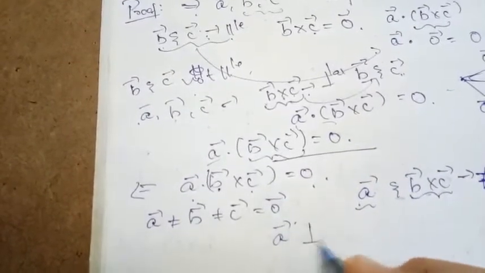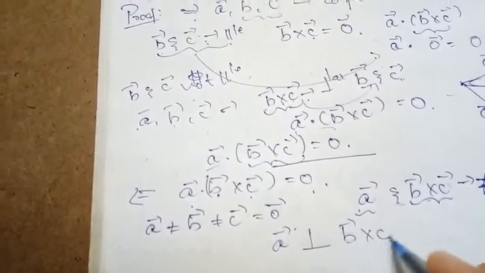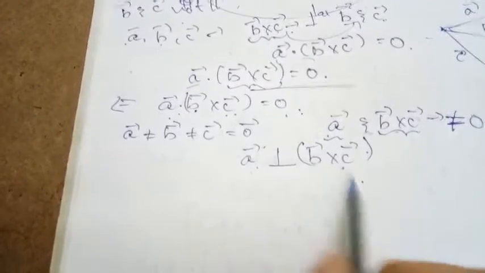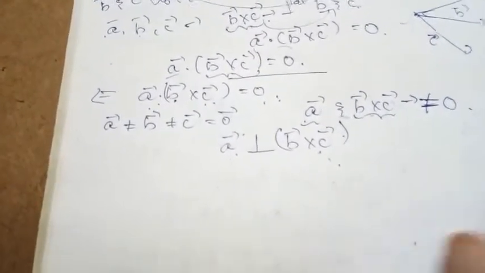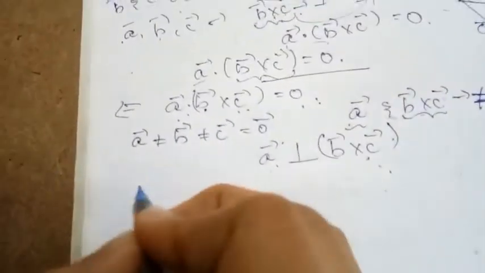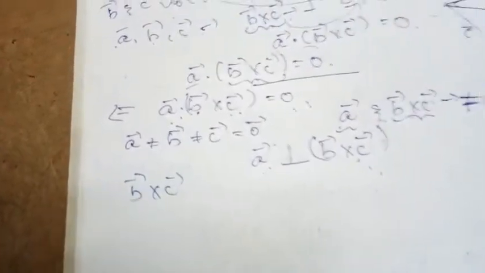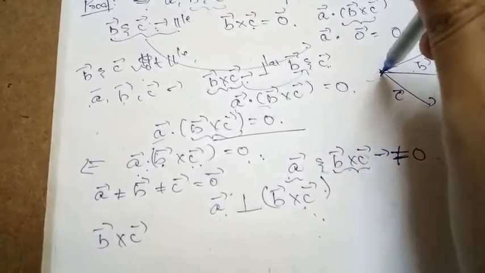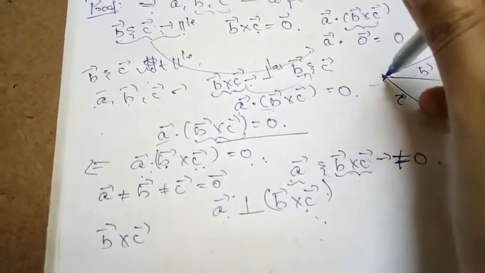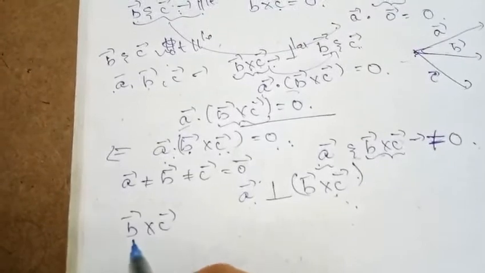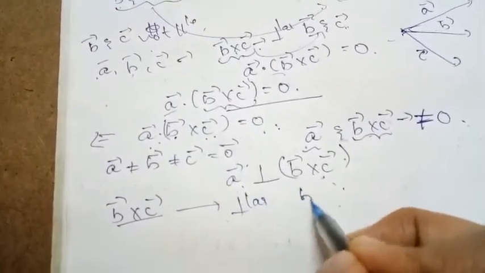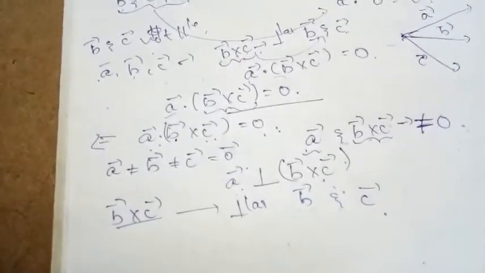Vector A is perpendicular to vector B cross C, right? Because if the dot product of two vectors is equal to 0, then those two vectors are perpendicular to each other. So what does vector B cross vector C say? As I said here, vector B cross C is perpendicular to both vector B and vector C. So what does B cross C say? It is perpendicular to both vector B and vector C.